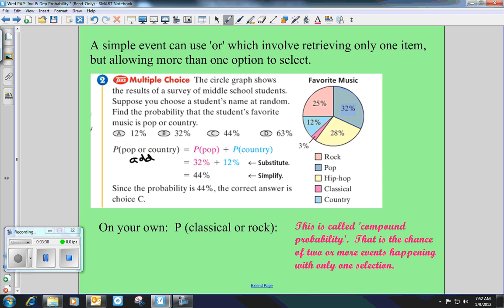So in our circle graph over here, we've got this darker blue is pop, that's 32%, and the lighter blue is country for 12%. We would add those together to get a 44% chance of picking someone who liked either pop or country, either one. Okay, now to find out the probability of finding someone who either likes classical or rock, one or the other. It could be either one or both. We're going to look at this darker pink, which is 3%, and then the lighter pink, which is 25%. Add those together, there's a 28% chance that you would pick someone who likes either classical or rock, either one. All right.